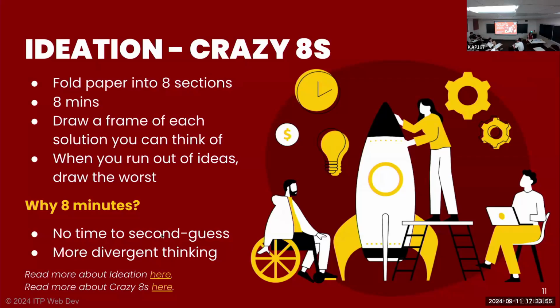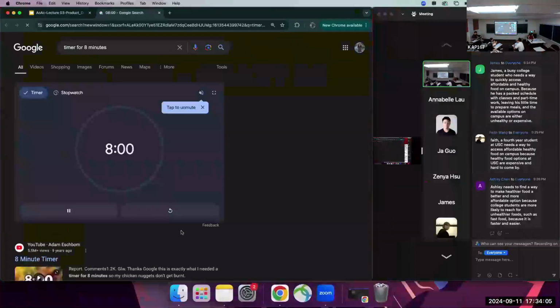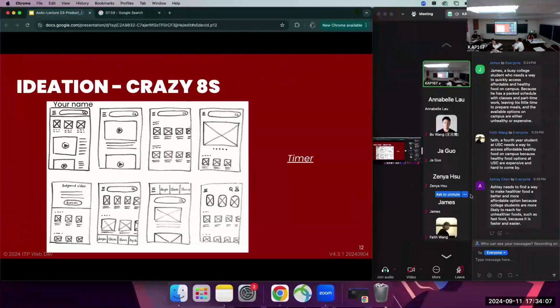All right, so we're gonna do that. Here's an example of how some Crazy Eights look. So you're gonna be doing that. I'm gonna hit the timer and you guys are gonna start drawing. So go. Go, draw, go.